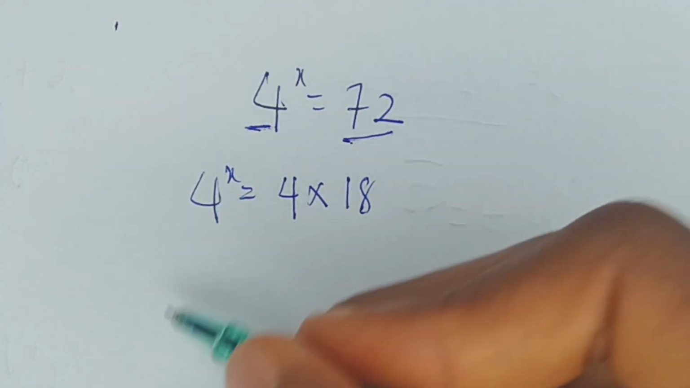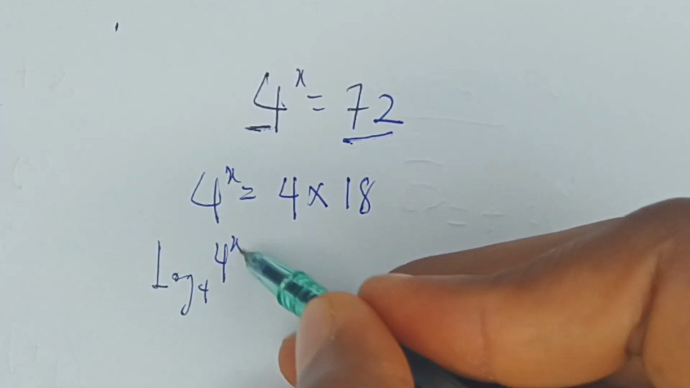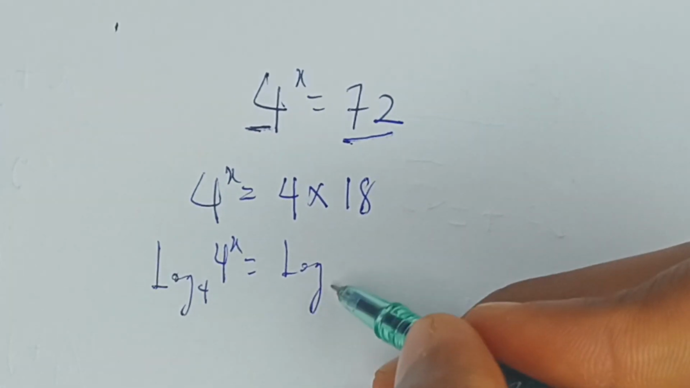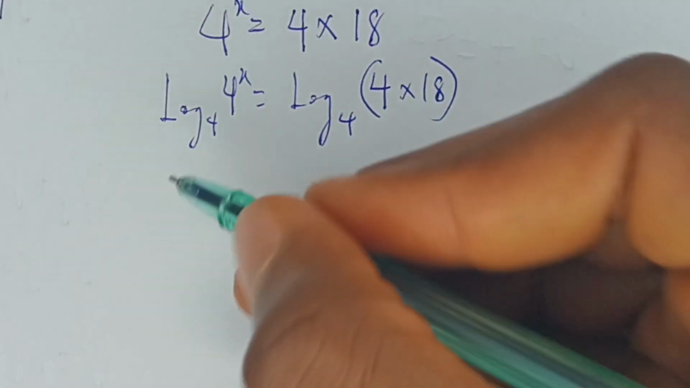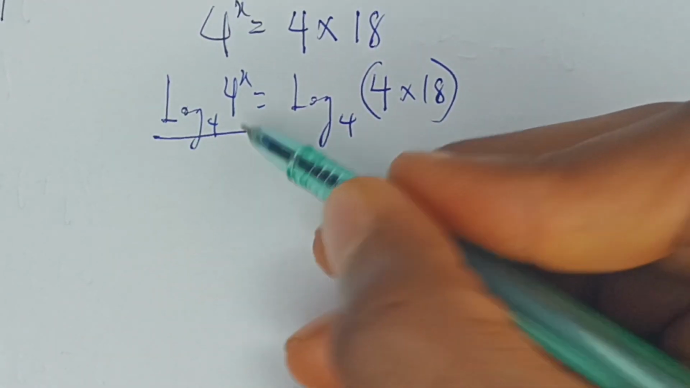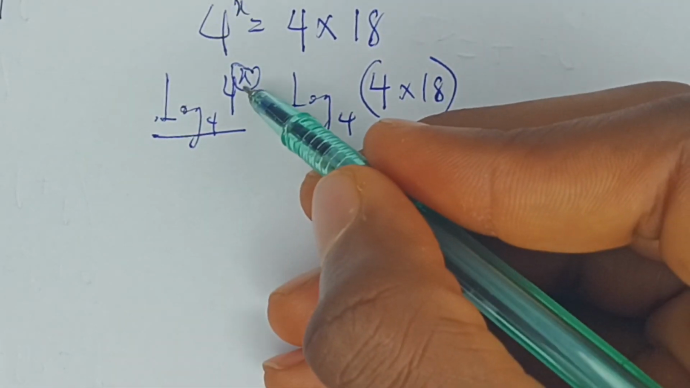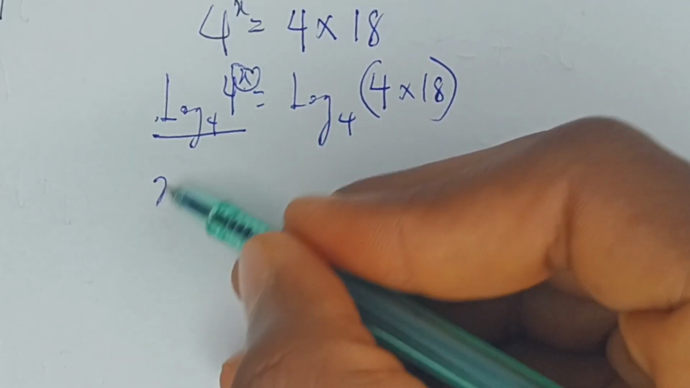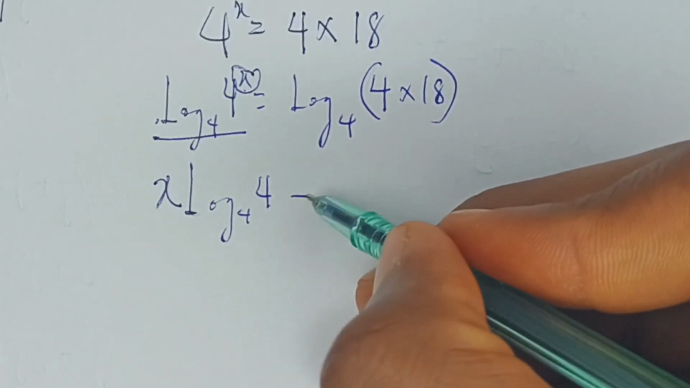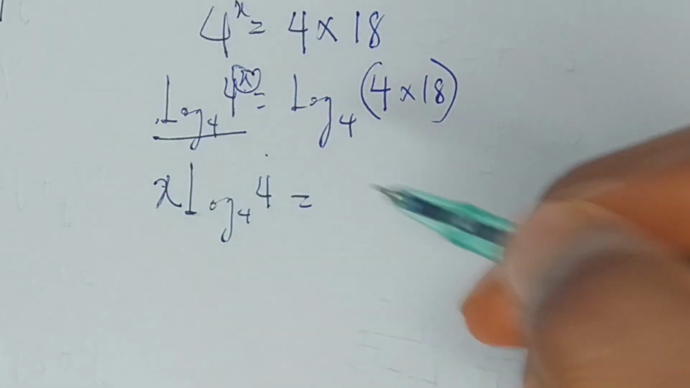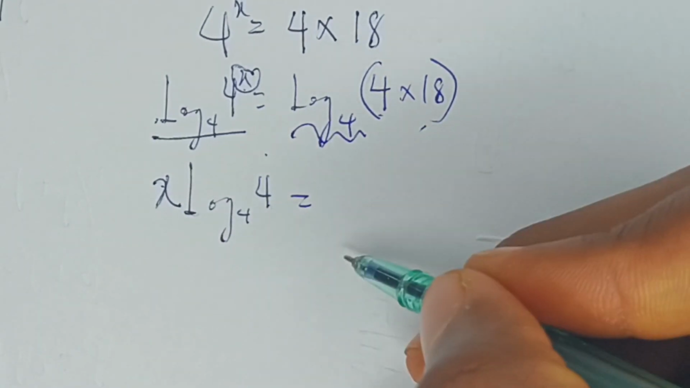Now, let's take the logarithm to base 4 of both sides. So we have logarithm to the base 4 of 4 to the power x equal to logarithm to base 4 of 4 times 18. Now when you have something like this in logarithm, you simply multiply this power times the log and eradicate this from here. So we have power times log. Now x has left here and it has gone and multiplied. So we have here log in base 4 of 4 times 18.